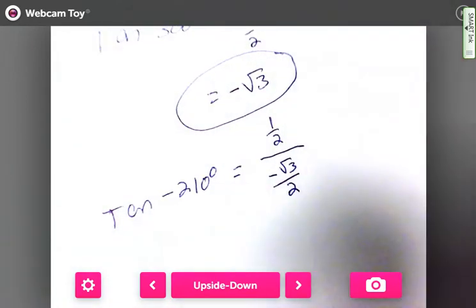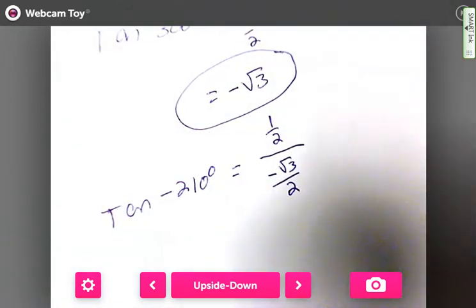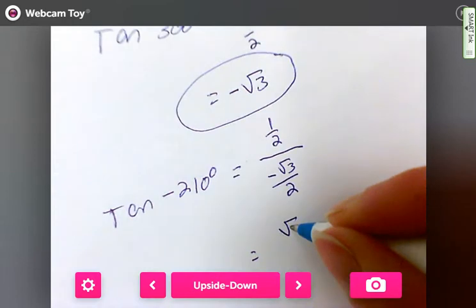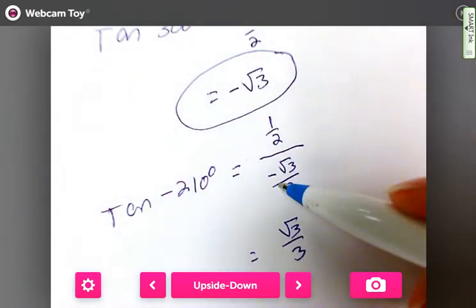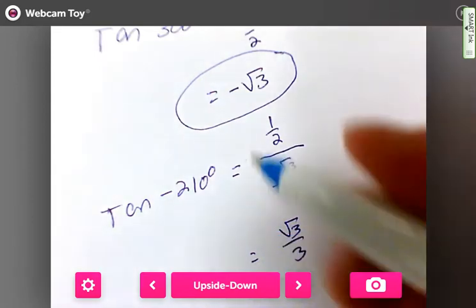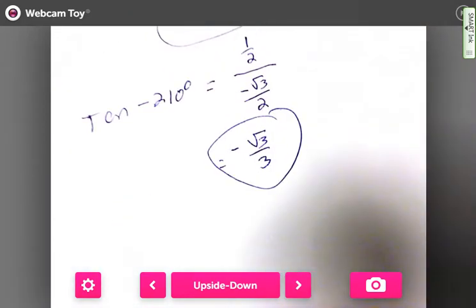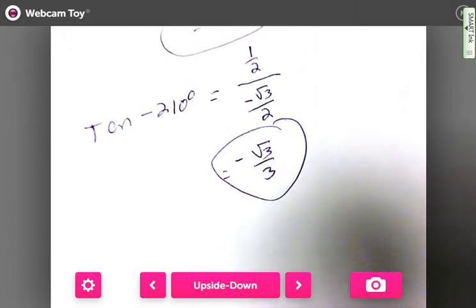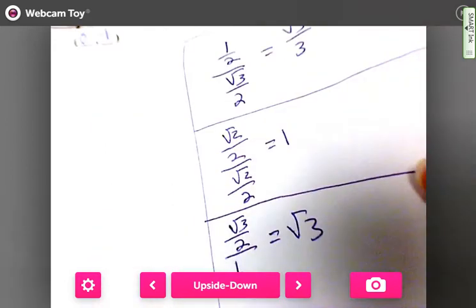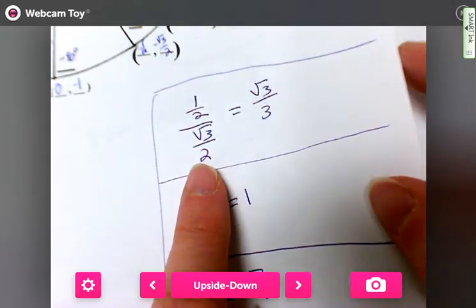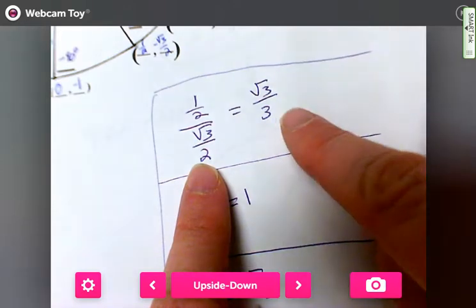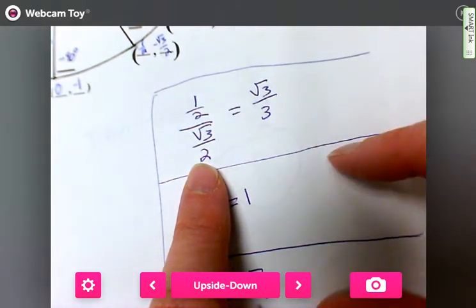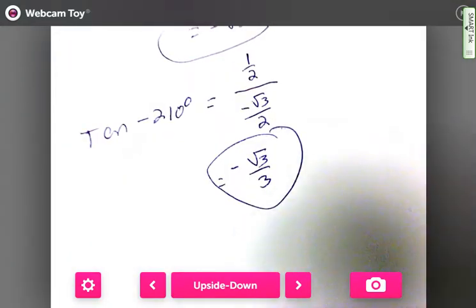Good. Okay, so now I'm looking at the little corner of my unit circle. What does 1/2 over square root 3 over 2 give us? Square root 3 over 3, but this is a positive divided by a negative, so my answer should be negative. I wrote it down so I don't have to do it every single time. So I just looked on my paper and I have this written there, and you can have this on your quiz. That was negative 210 degrees.